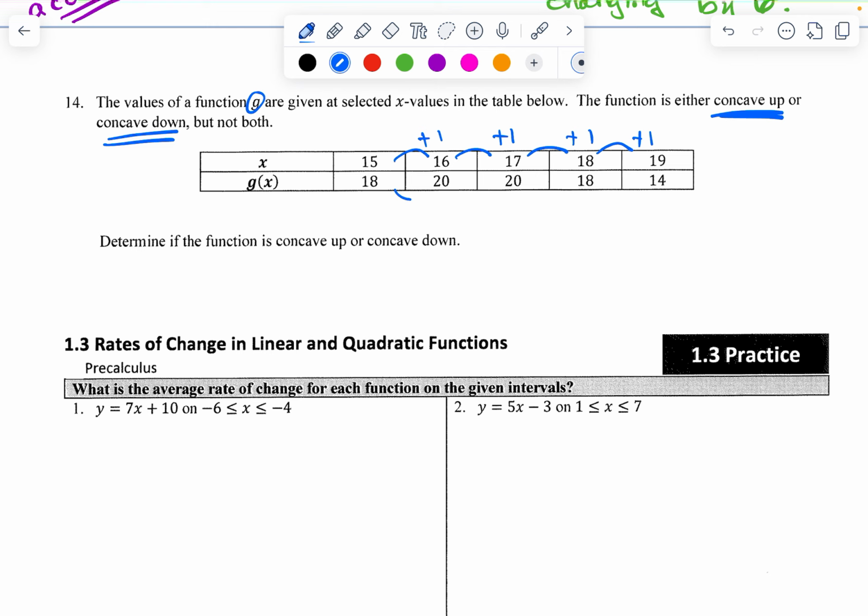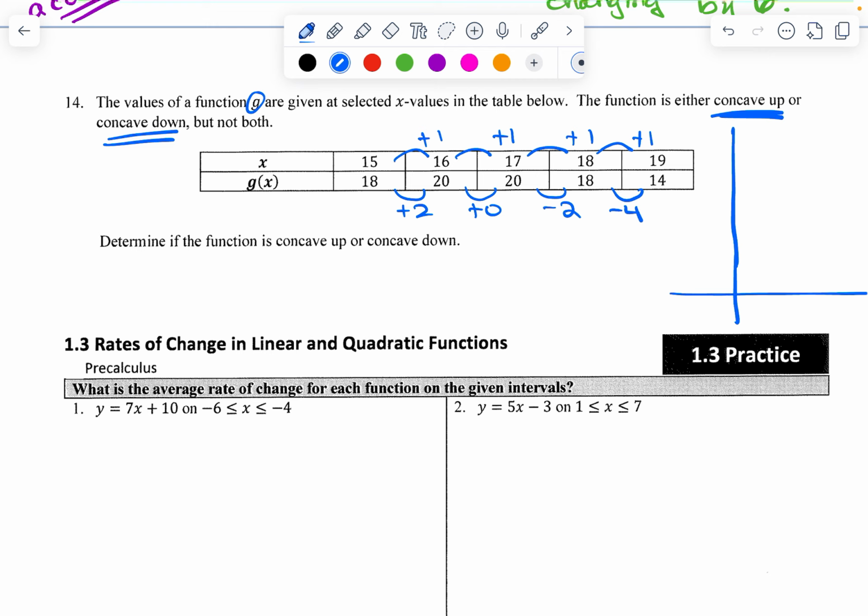From 18 to 20, I added 2. From 20 to 20, I added nothing. From 20 to 18, we subtracted 2. And from 18 to 14, we subtracted 4. Okay, so we see that the rate of change is changing, right? If I were to sketch this, let's draw this out really quick.